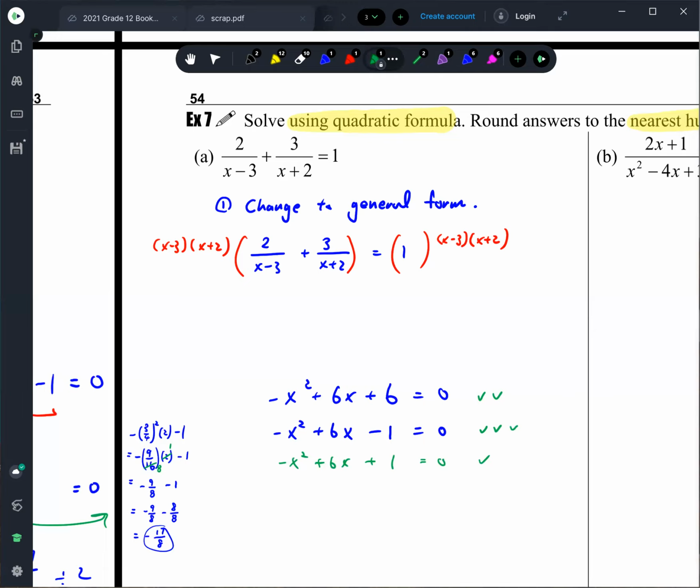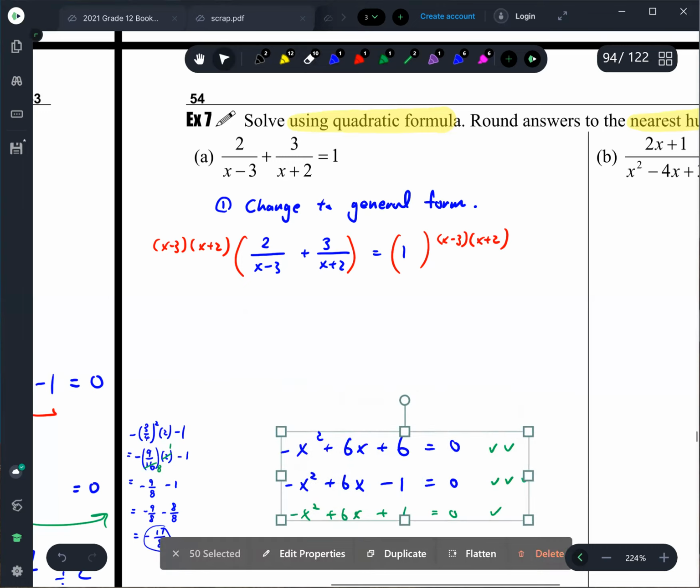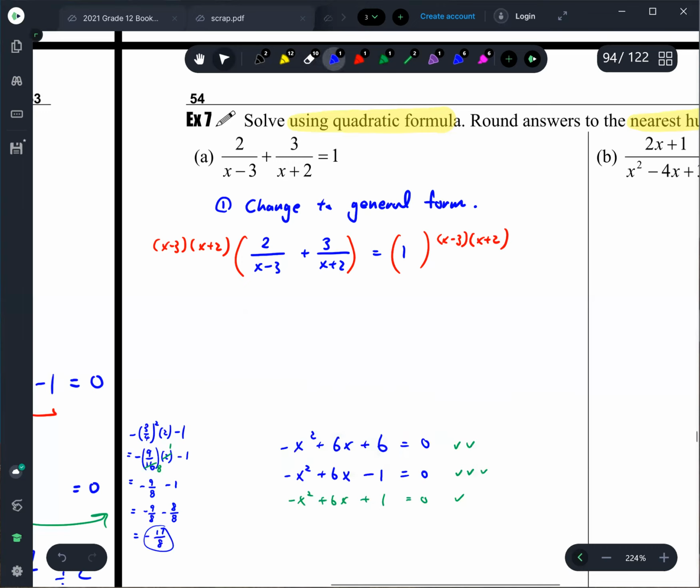So it looks like the answers are divided. Okay. So we need to make sure your general form is correct. Otherwise, no point using the formula, no matter how good the formula is, right? Okay, so let's take a look. Where did we go wrong?